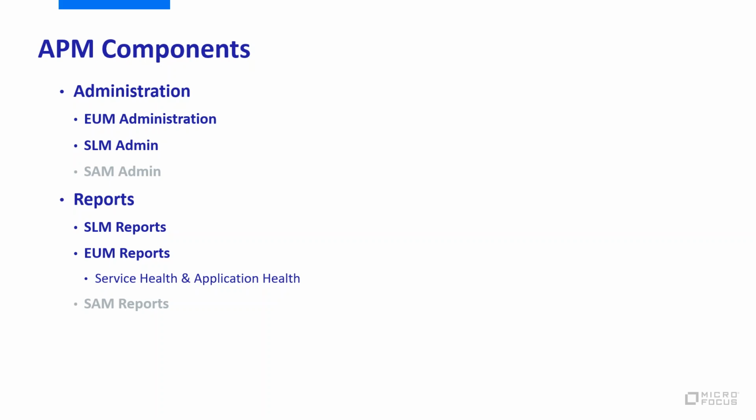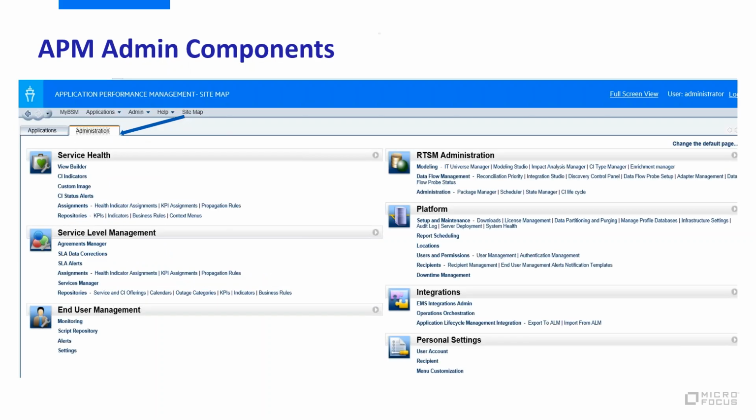how you can make use of APM. So SAM admin and SAM reports will be covered by the SiteScope session. From the SiteScope session, you can get an idea of these 2 modules. Okay, these are the admin components. Admin components in the sense you can make configuration changes or create multiple things based on each module, and you can create them, delete them, or modify them.